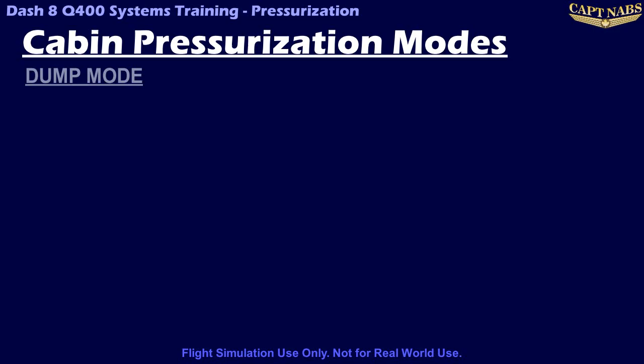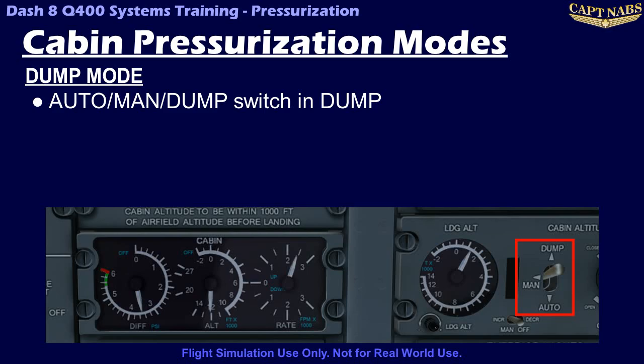Dump mode is activated by selecting dump on the cabin pressurization panel. In this mode, the outflow valve moves to and remains at full open, dumping cabin air out of the aircraft as quickly as possible.